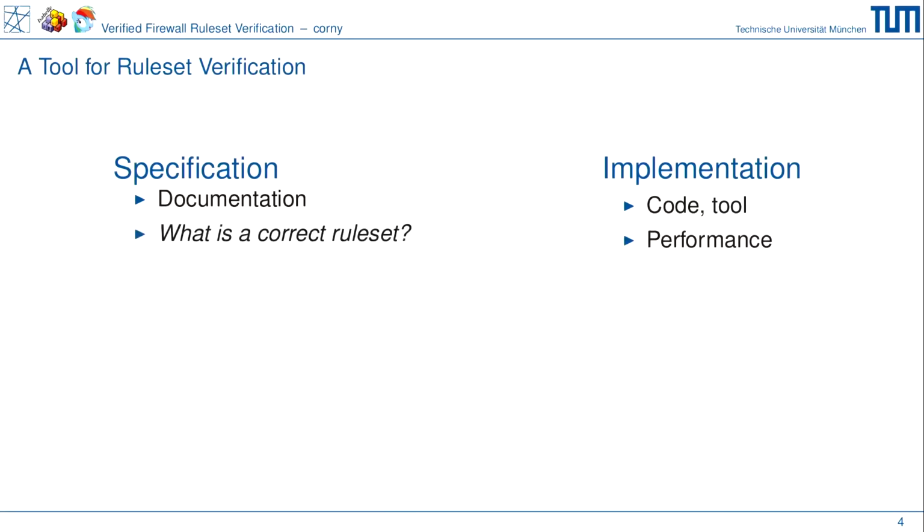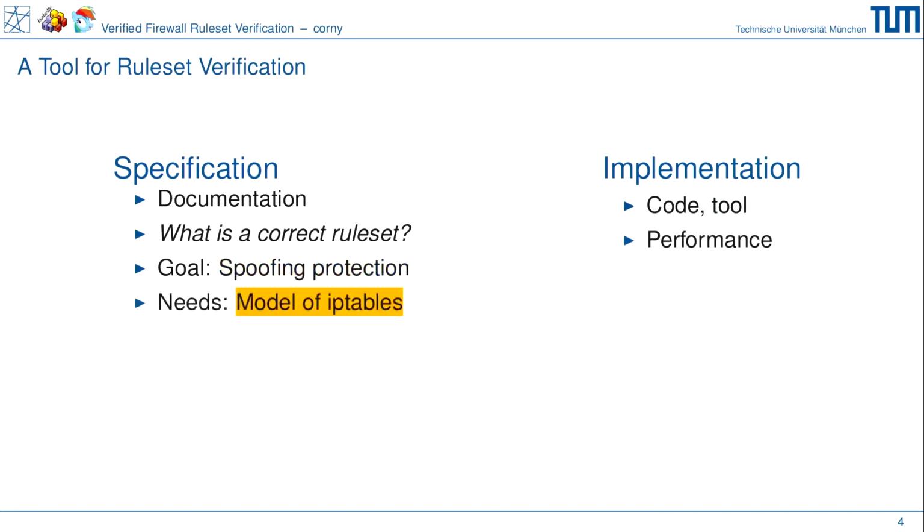So here, to write a tool, we have to answer the question, what is a correct rule set? And for the sake of example for this talk, we will stick to spoofing protection. So our ultimate goal will be a tool that checks if our firewall rule set has spoofing protection. We only have 30 minutes, so let's stick to spoofing protection. But before we can specify what spoofing protection actually means, we need to specify what a firewall is. And therefore, we need a model of the packet filtering of iptables.